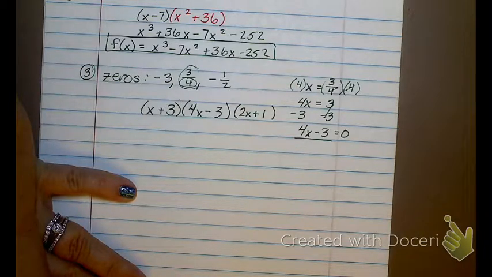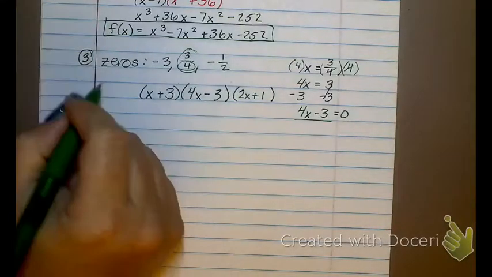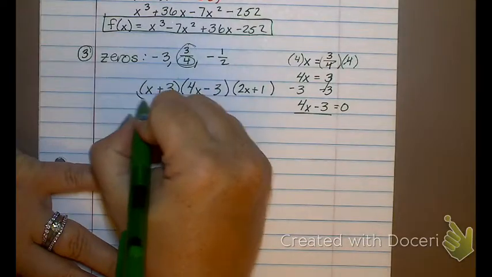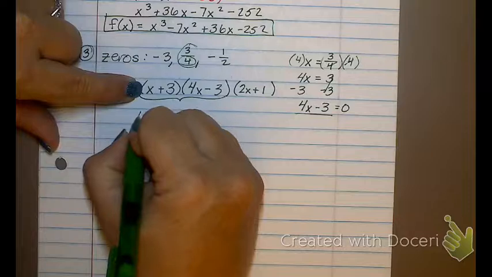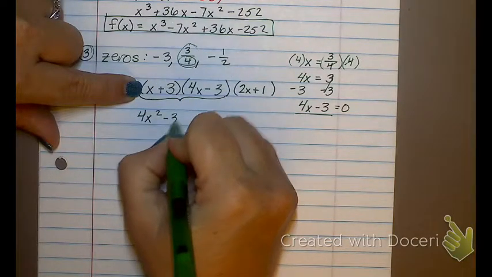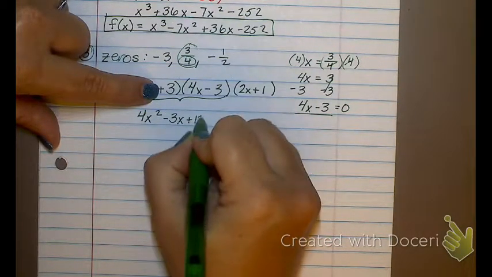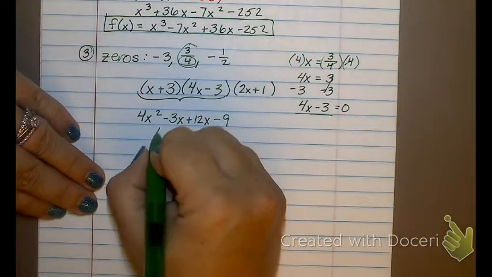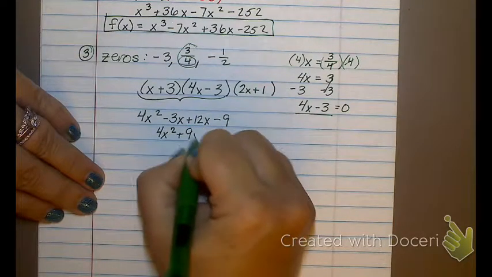From here on, it's just multiplication. So the hardest part of that one is just putting it in the parentheses. It doesn't matter what order I go in, not like the radicals and the i's where you need to do the radicals first or the i's first. We just take 2 at a time and go from there. So x times 4x is 4x squared. X times negative 3 is negative 3x. 3 times 4x is 12x. And 3 times negative 3 is negative 9. If I combine my like terms, I have 4x squared plus 9x minus 9.